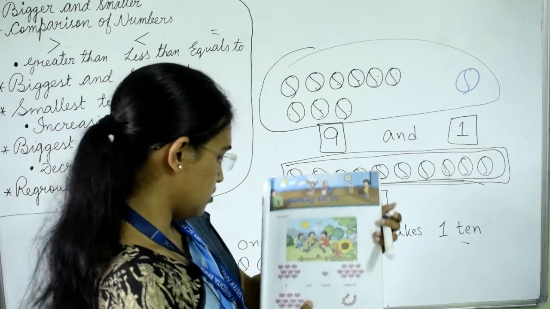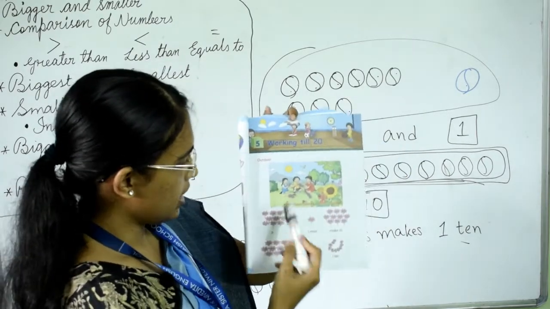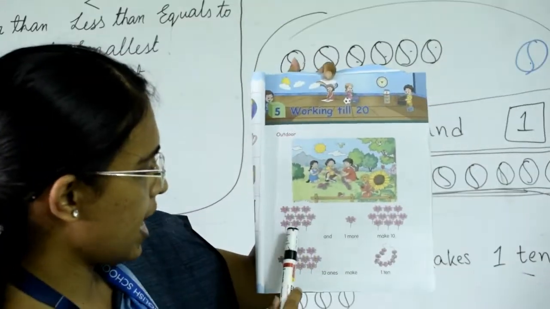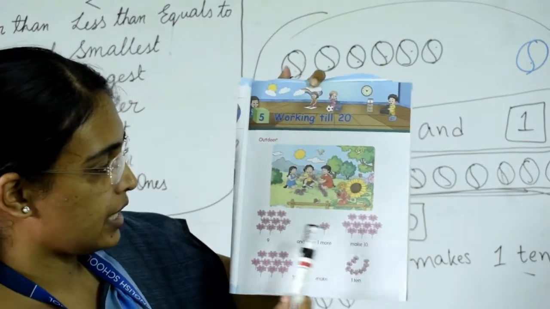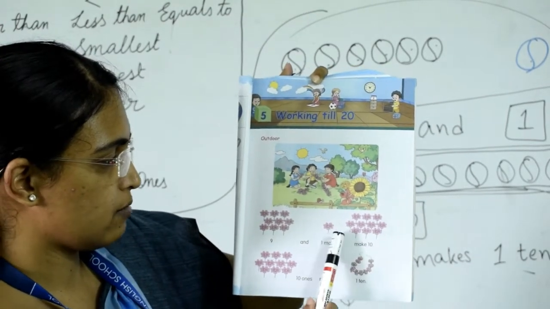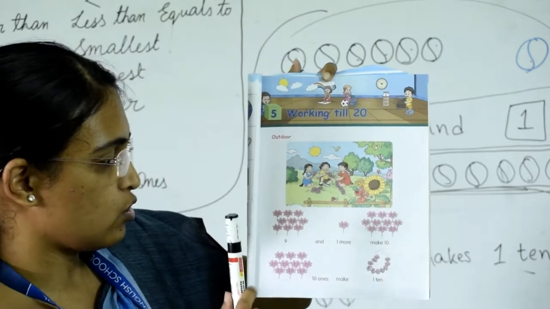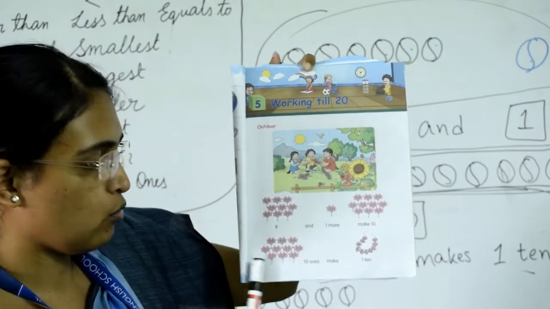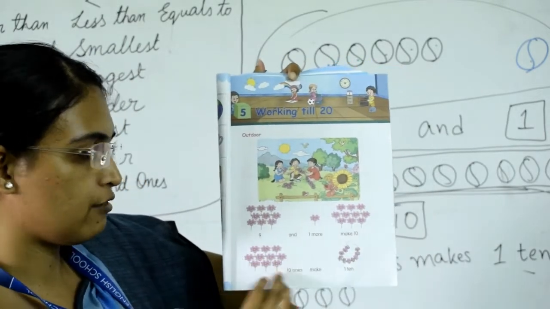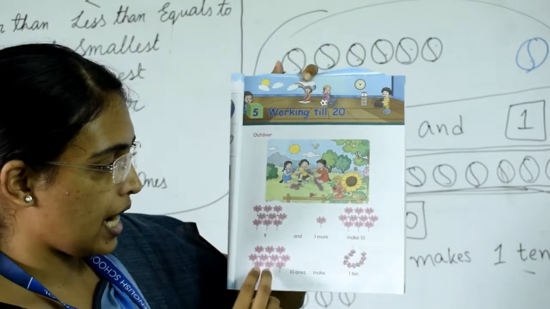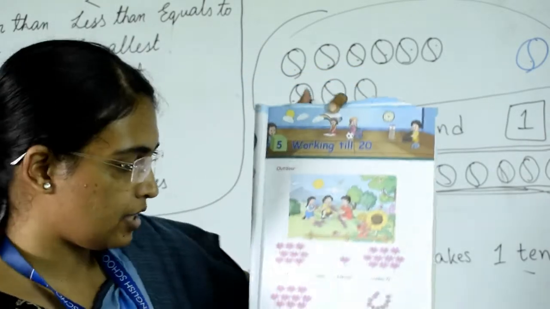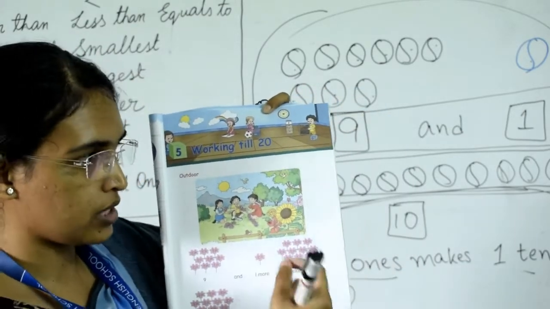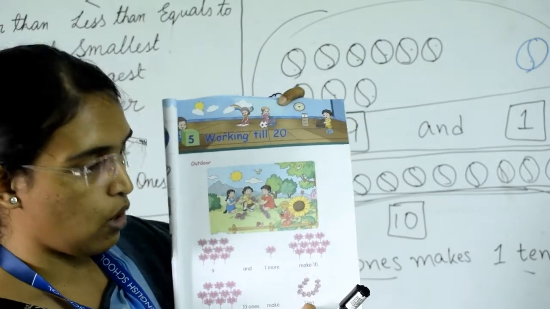Okay, so here look at this. They are playing with some flowers, right? First they have 9 flowers, and after a few times they got another 1 flower. So 9 and 1 more makes 10. Now they have 10 ones, that means 10 separate flowers, and they want to make a garland with those 10 flowers, okay? So when they put all the 10 flowers in a thread, then it becomes 110.